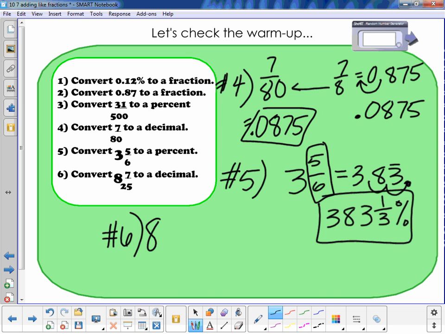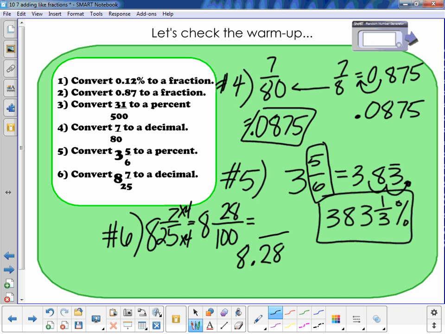And the last one, number 6. Convert 8 7/25 to a decimal. Okay, so 8 I can just leave alone. 7/25, I'd like to get that to a place value that I know. Well, I can multiply 25 by 4 to give me 100. So do the same thing to the numerator, and that would be 8 28/100ths, which you should have heard me say as the decimal, 8 28/100ths. Again, you should still be using your notes to make sure you're getting all these rules down.